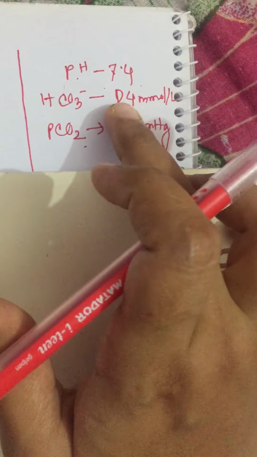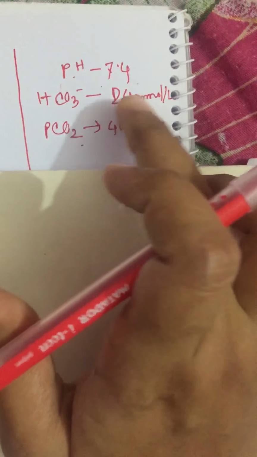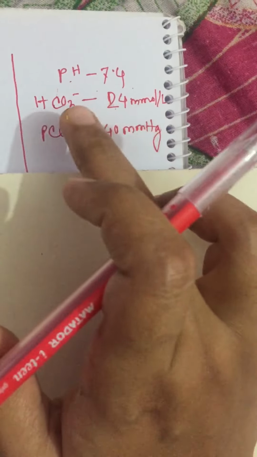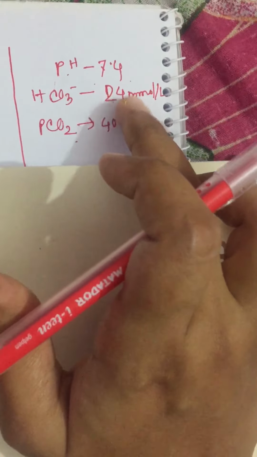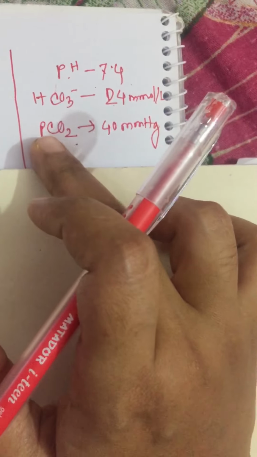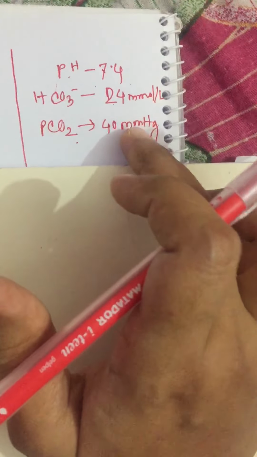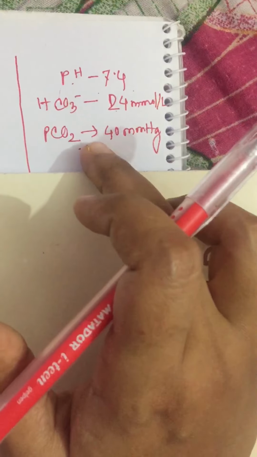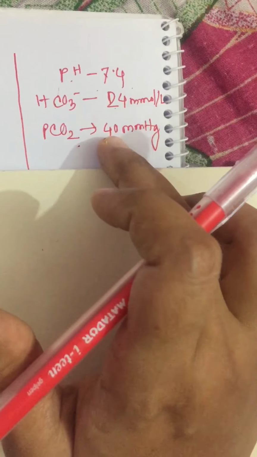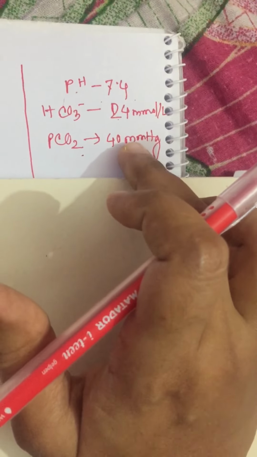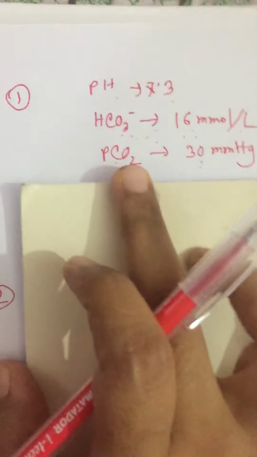If bicarbonate level is more than 24, 24 being the normal level, it means metabolic alkalosis, less than 24 metabolic acidosis. Same way, partial pressure of carbon dioxide's normal level is 40 millimeter of mercury. If it is less than 40, then we will call it respiratory alkalosis, and more than 40 we will call it respiratory acidosis. So now come to the first example.